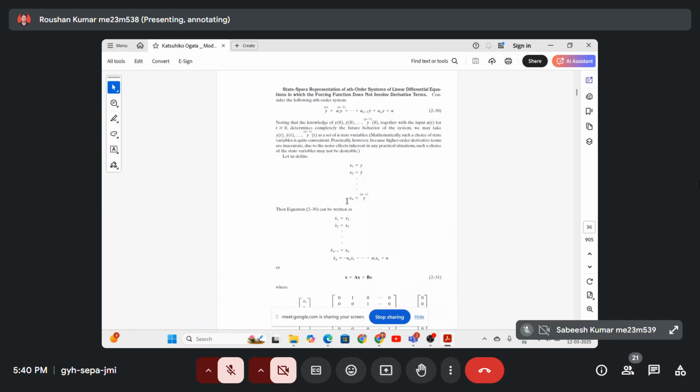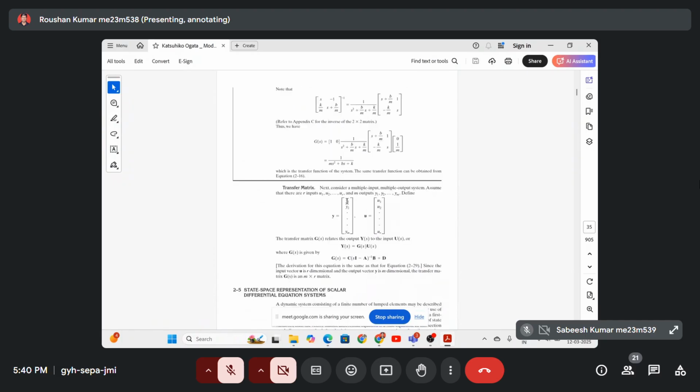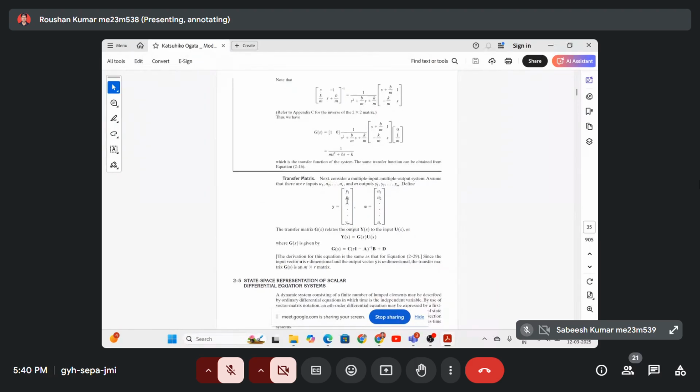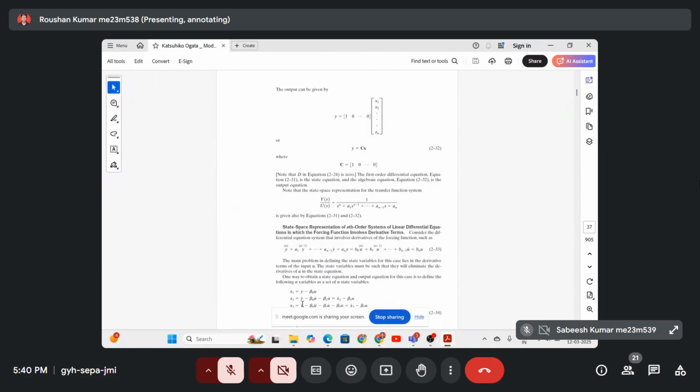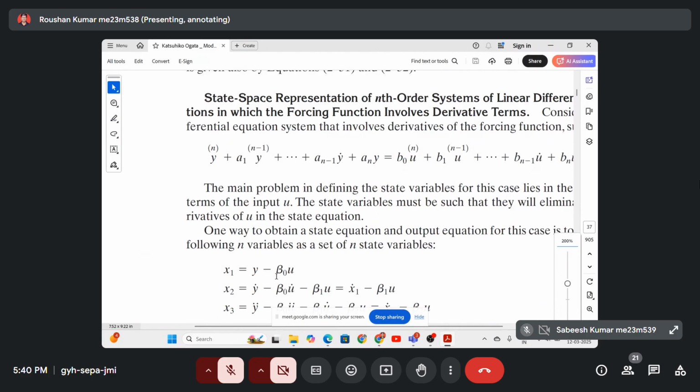I found the state space representation of a scalar differential equation in Ogata, the book of Ogata. It was explaining how we should take the state space variables in such a way that even if we have a u function, like an equation of this kind, x is equal to y minus beta u, and so on. By using this standard method, we can definitely get u absorbed in the state space variable itself.